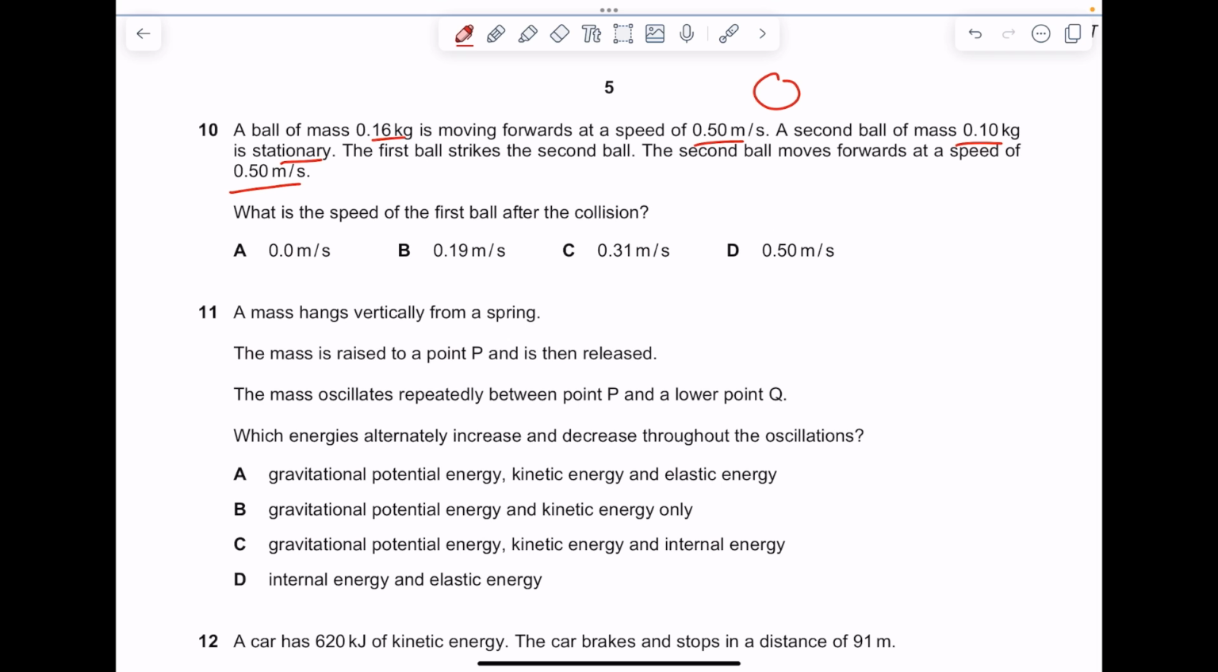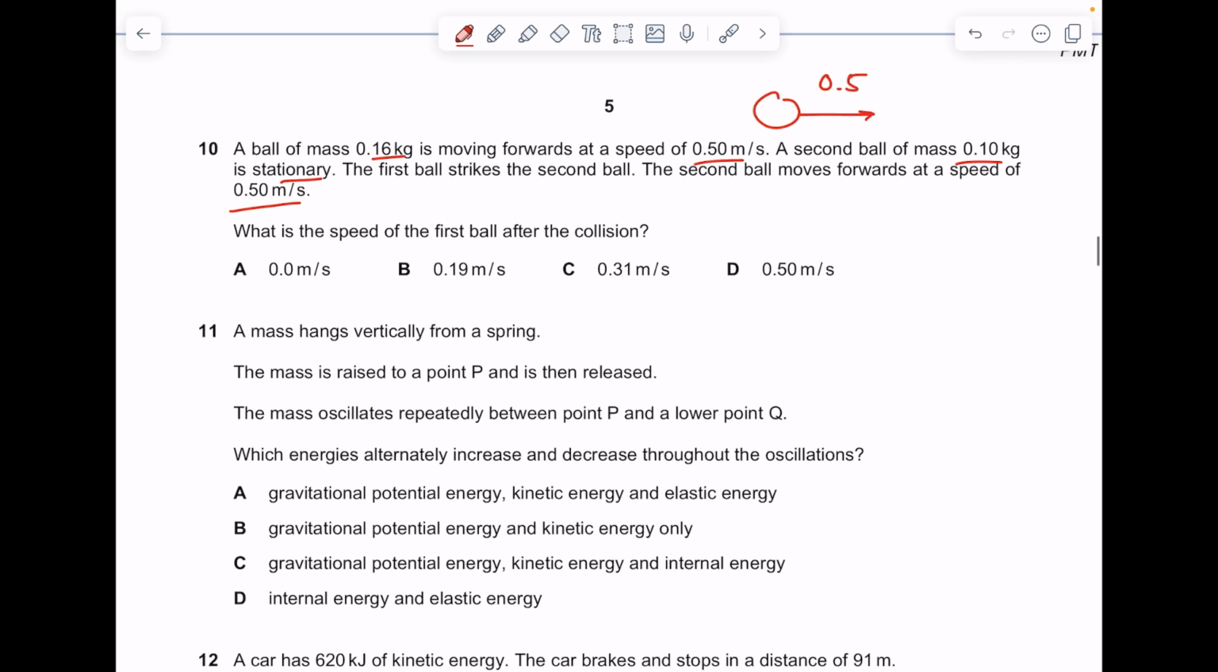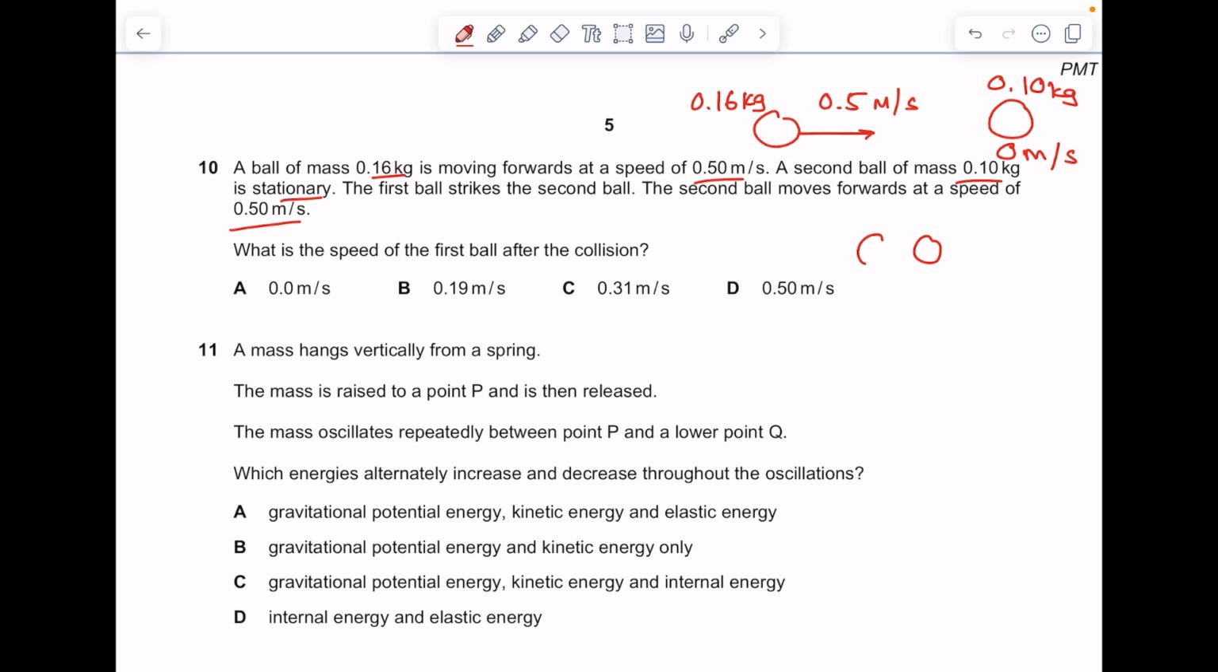Let's draw some pictures. So here's our first ball. It's moving at 0.5 metres per second. It has a mass of 0.16 kg. Here's our second ball. It's got a lower mass and it's stationary. And then post-collision, we can see the following, that the second ball with the mass of 0.1 kg moves off at a speed of 0.5 metres per second. The first ball still has a mass of 0.16 kg, but we're being asked to find its final speed. So the way we do this is we write momentum before equals momentum after.